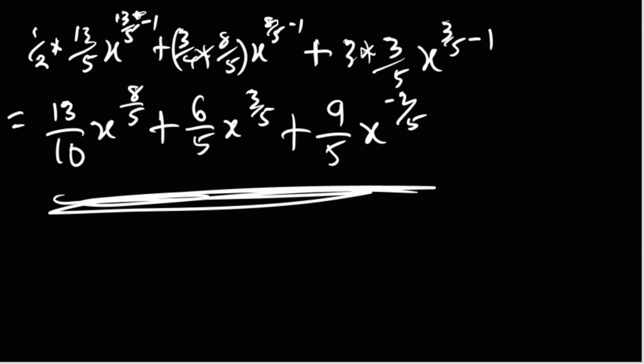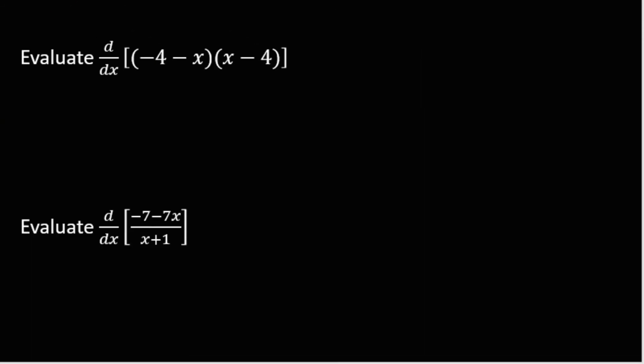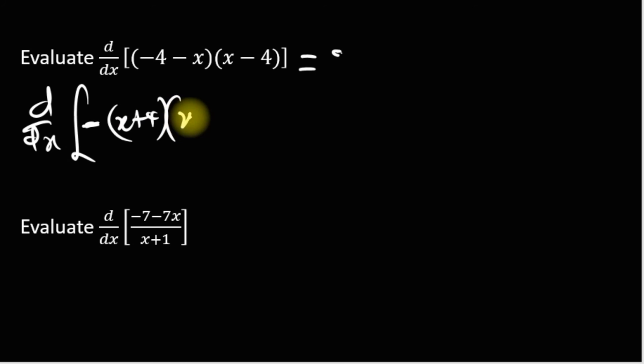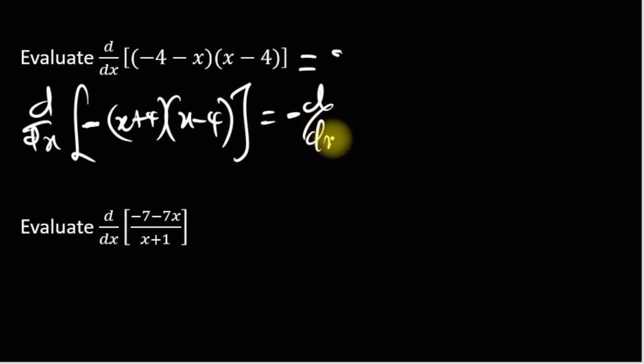So the next question, we have to evaluate this. Without wasting time, looking at this, you notice that this is a difference of two squares. I can bring out this minus, and what we have here is now (x plus 4) times (x minus 4). So we can bring out the minus d over dx. This is a difference of two squares, x squared minus 4 squared, that's 16.